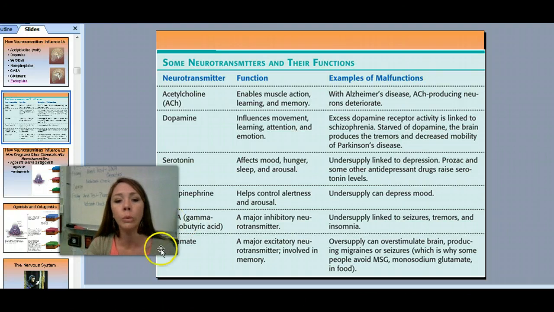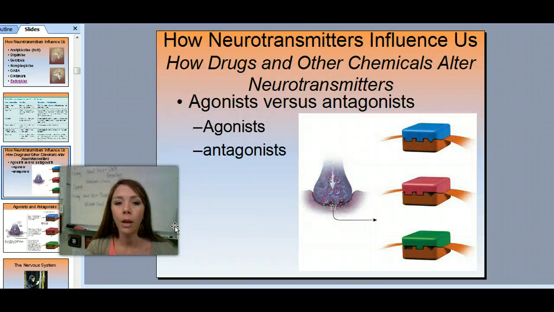And you remember, like glucose, maybe a sugar that would excite you. And then GABA is all in uppercase, and it's going to stop things from happening, right? So GABA is inhibitory, glutamate's excitatory. Here's my agonist versus my antagonist.